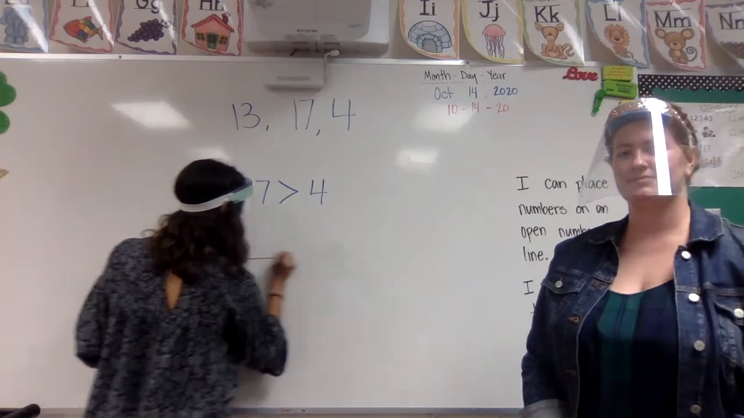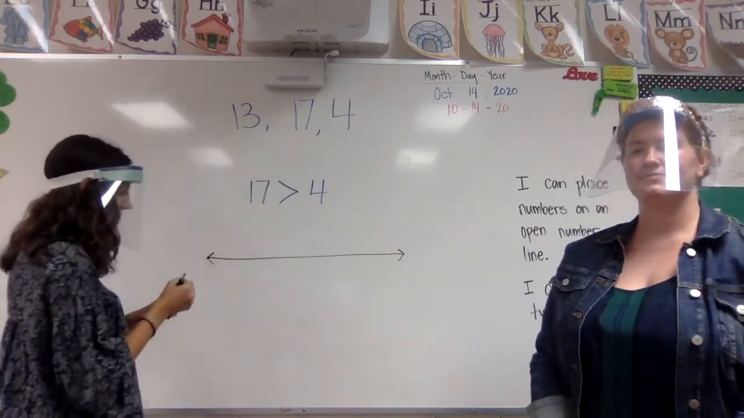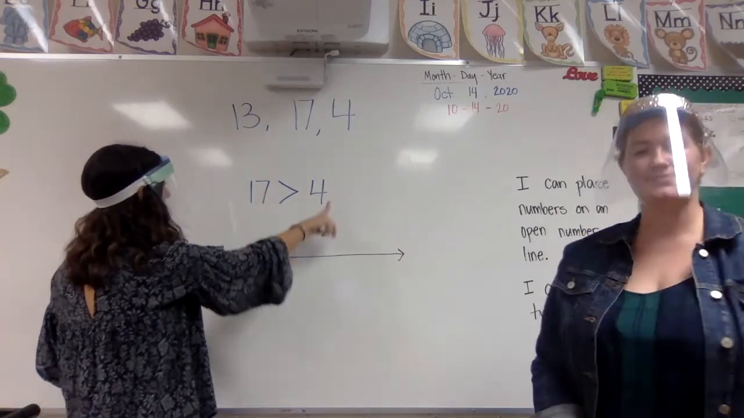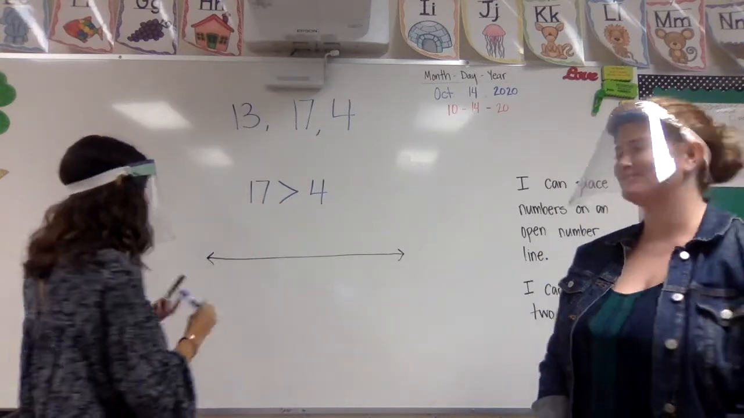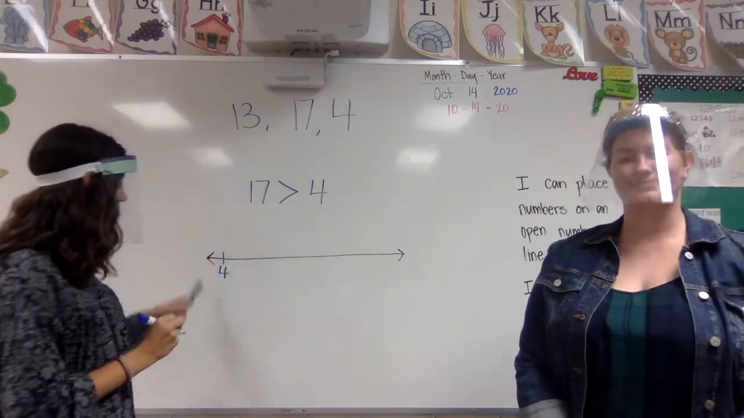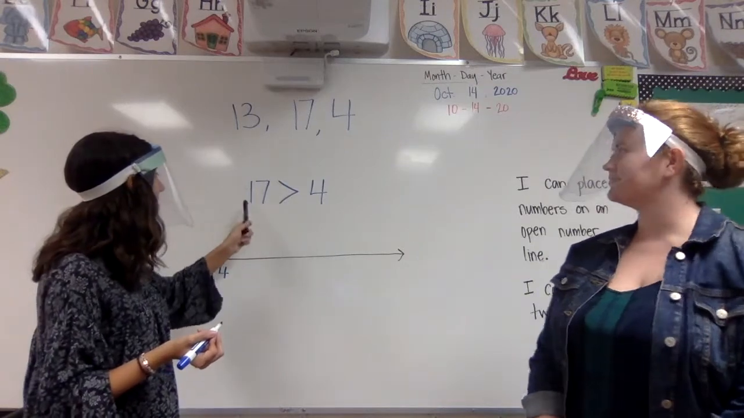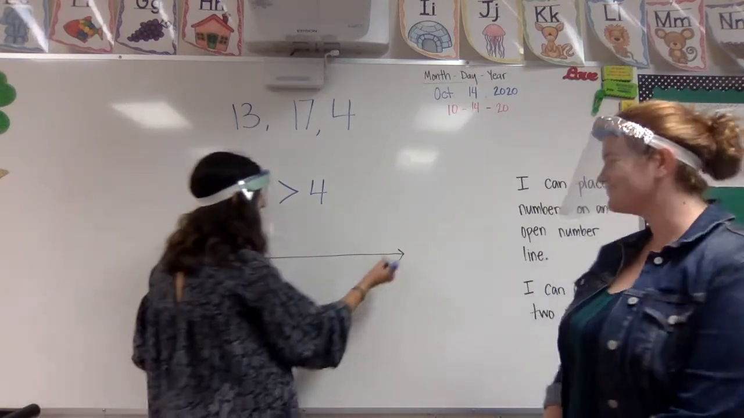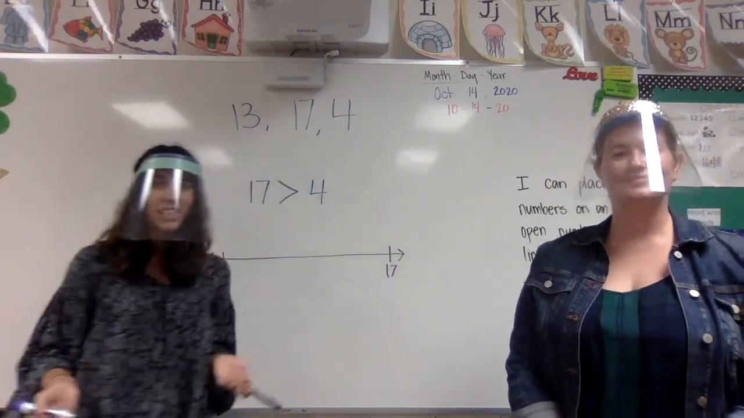Okay, so I'm going to go ahead and put them on a number line. So I'm just drawing my straight line across with my 2 arrows. And I know that if 17 is greater than 4 and 13 is greater than 4, 4 is my smallest number. So I'm going to go ahead and put 4 on the left side of my open number line. And if I know that 17 is greater than 4, 17 is also greater than 13. So it's going to be my biggest number. So I'm going to put that on the right side.